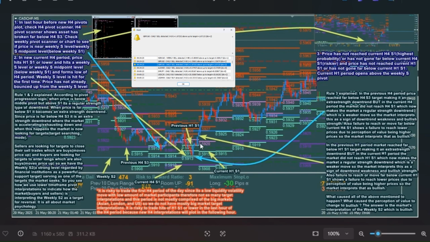Okay? And then you see here, in the current H1 period, price fails to reach the current H1S1. Price did not reach the H1S1.